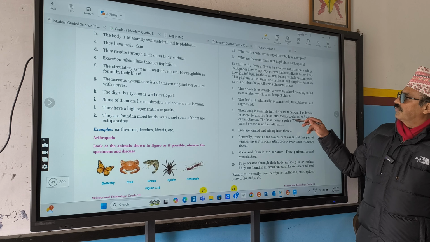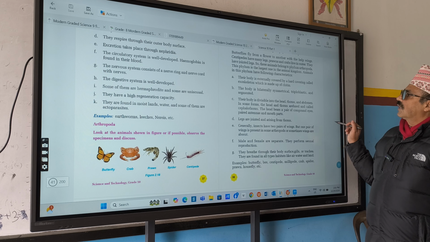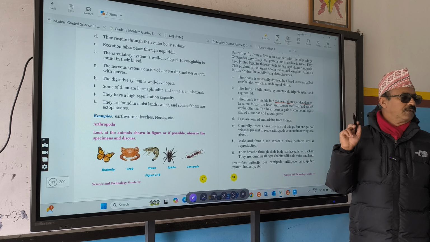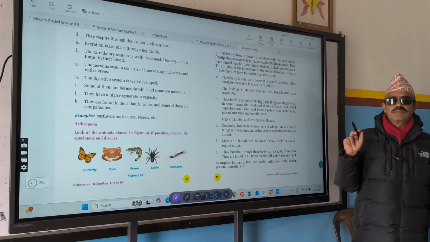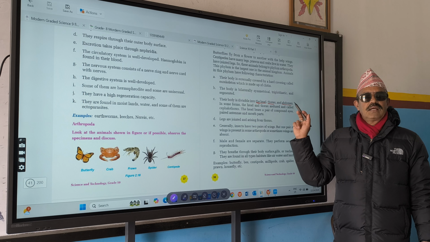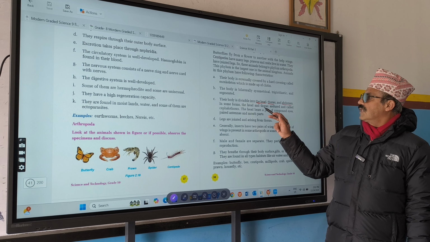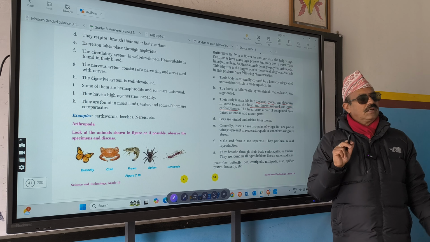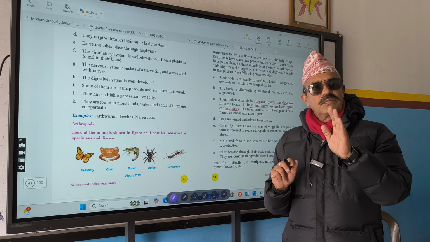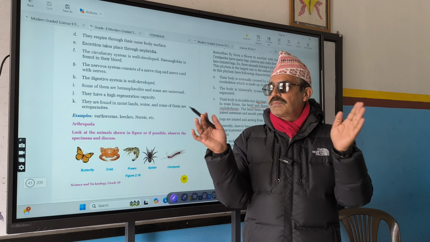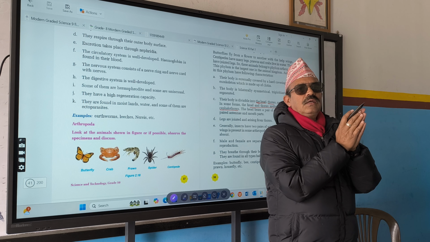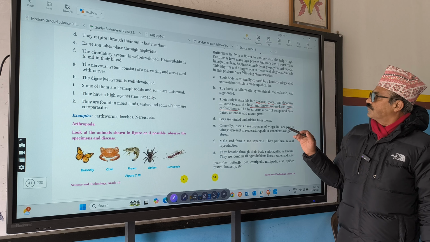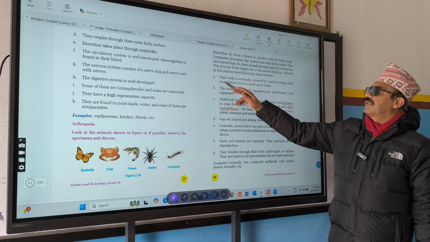What are the major characteristics of these organisms? Body is divided into head, thorax and abdomen. Most of these organisms contain three parts in their body. Sometimes head and thorax are fused, and what is it called? Cephalothorax. If distinct head, thorax and abdomen are there, okay. Sometimes two parts are fused. What is it called? Cephalothorax. Right? And they contain exoskeleton.